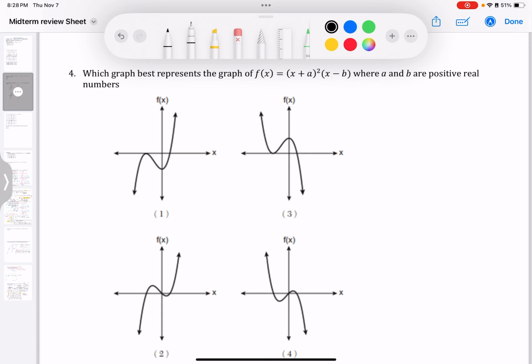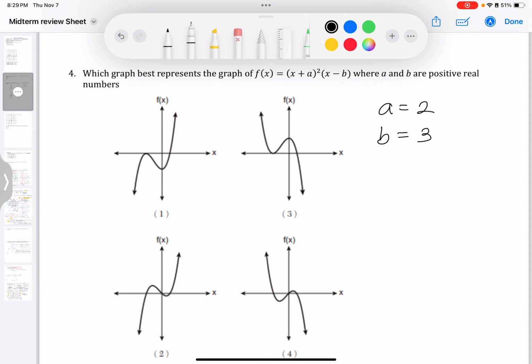So this question actually could be accessible in a calculator. I'm just going to tell you, choose any numbers for a and b, but they have to be positive. So for a, let's say a equals 2 and b equals 3.